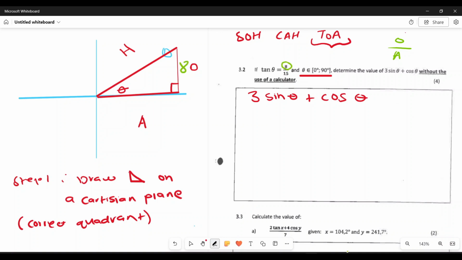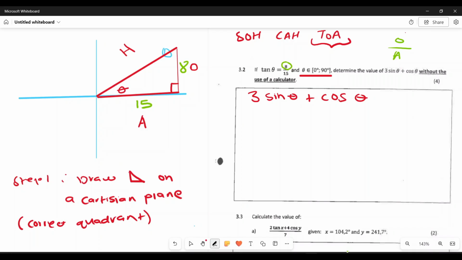My adjacent is going to be 15. Now, I need to determine my hypotenuse, right? And how would I go about doing that? Every time you're trying to determine a side on a right angle triangle, and you are given 2 sides, and you're trying to determine the third side, you need to make use of your theorem of Pythagoras, right? Remember the theorem of Pythagoras.